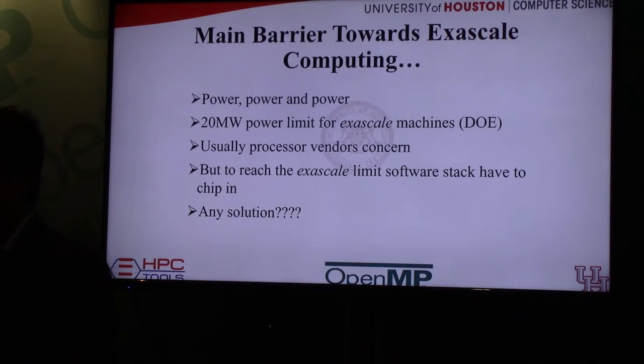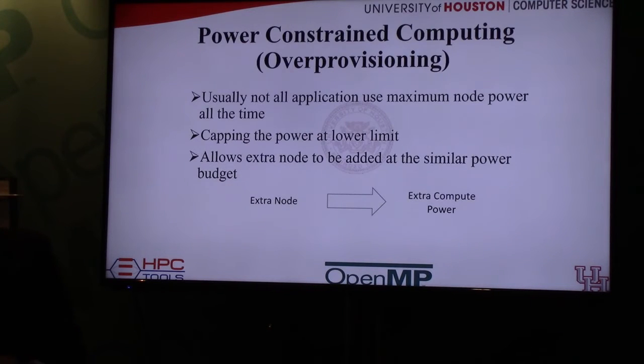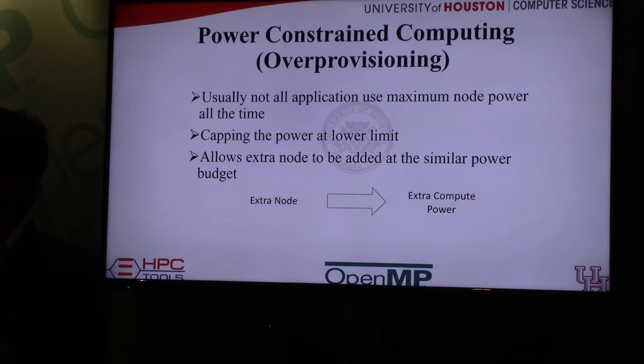One idea that is getting a lot of traction in the HPC community is power constrained computing. The main idea is that many applications don't really use the maximum allowed power of the processor, and the processor is the main power-hungry part of the whole system. So as they are not consuming the maximum power, we can cap the power at a lower limit. Then, in the same budget, we can add more nodes. And as we all know, at the whole system level, if we add more nodes, we can get more performance. This is the main idea behind power constrained computing.